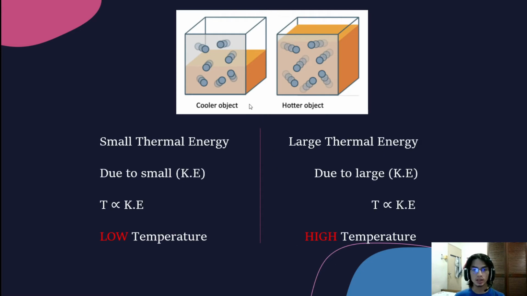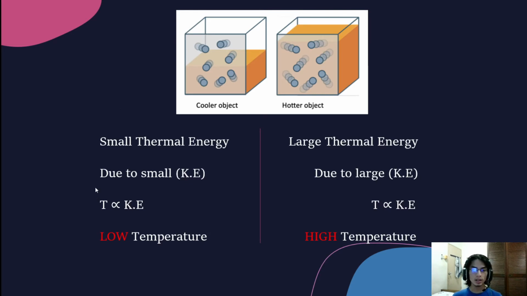We have two objects. One is cold and one is hot. So what is the comparison? For the cooler object, they will have a small thermal energy compared to the hotter object, which has a large thermal energy. Why is this? Why do cooler objects have small thermal energy? This is due to the small kinetic energy of the particles in the object. The particles in this cooler object don't have a lot of kinetic energy.